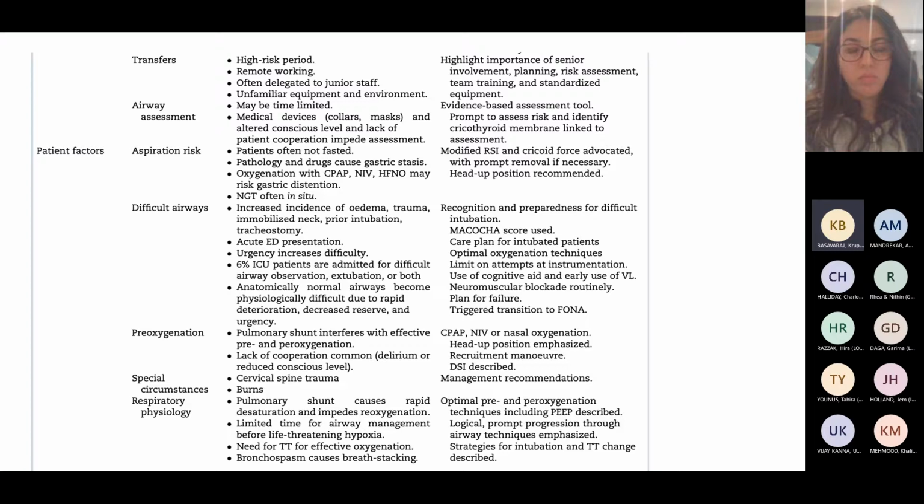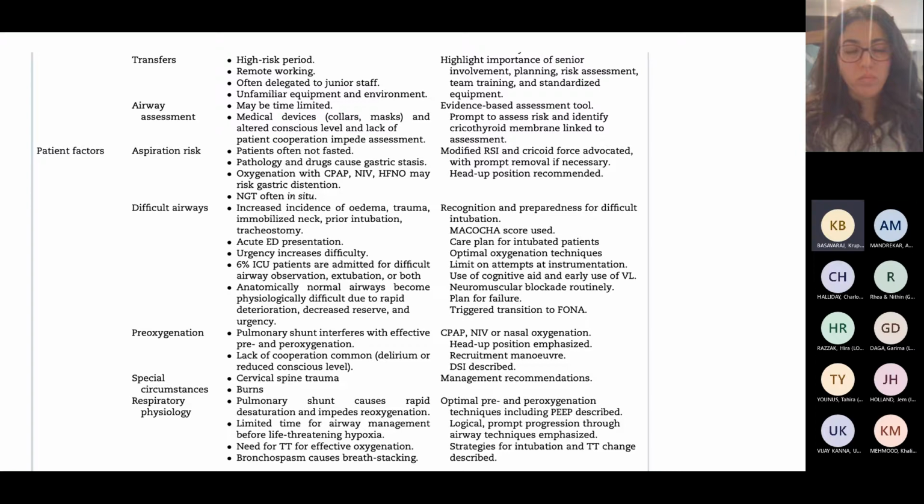Now, patient risk factors are quite a lot of them because there's always a risk of aspiration. Not everyone is fasting. There is gastric stasis as well. And oxygenation, either with CPAP and NIV, can result in gastric distension. That's the reason why we end up doing modified RSI. Cricoid force is advocated with prompt removal if necessary, and a head up position.